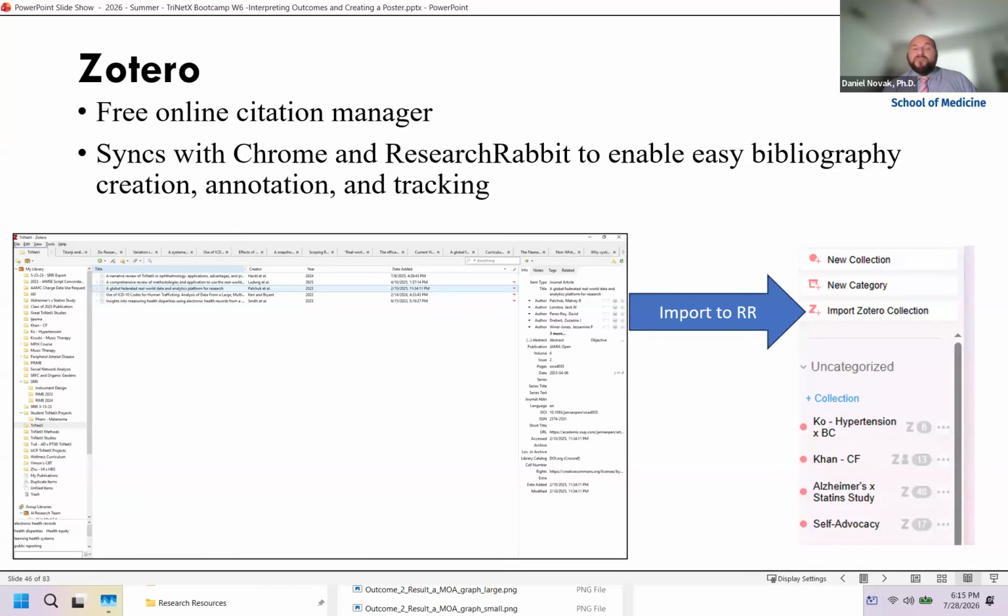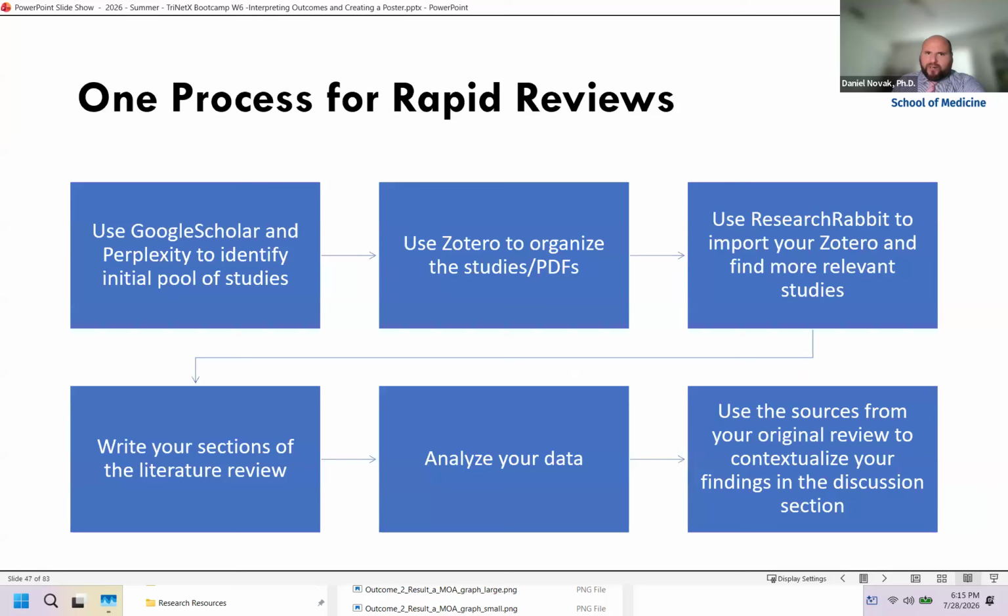And then you can use Zotero, which I really recommend. It's freeware, but it has a really nice ecosystem that imports back and forth between Zotero and Research Rabbit, so that when you add things in Research Rabbit, it adds them to Zotero, and then you can easily go from Zotero into your paper for your analysis. So one process for doing rapid literature reviews is to use Google Scholar and Perplexity to identify your initial pool of studies. Use Zotero to organize the studies in PDFs. Use Research Rabbit to import your Zotero and find more relevant studies.